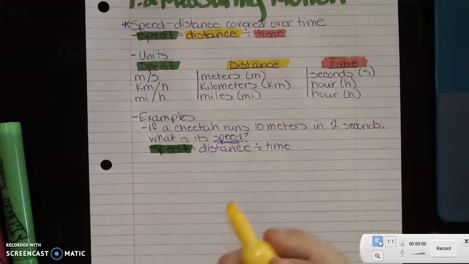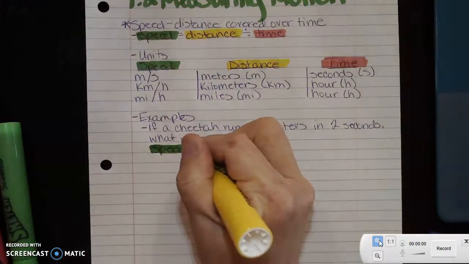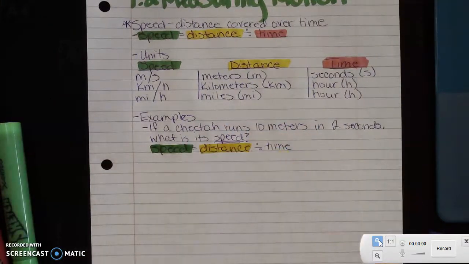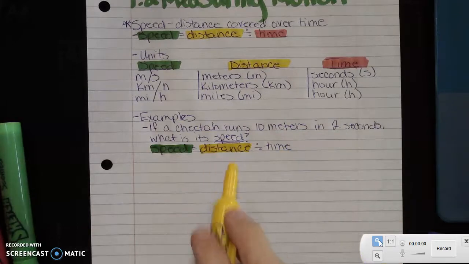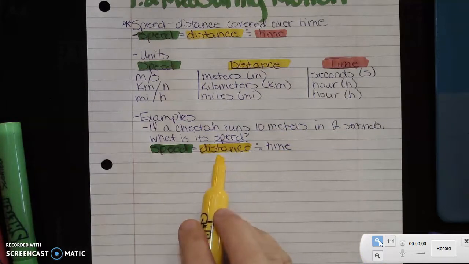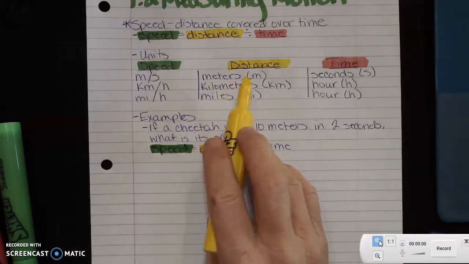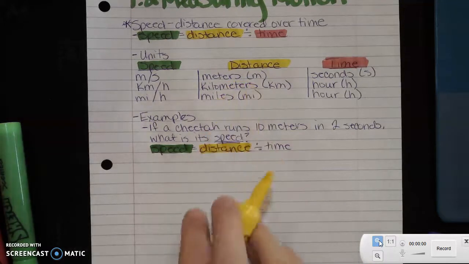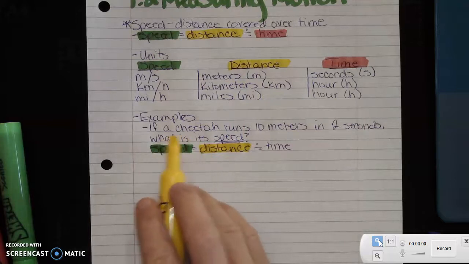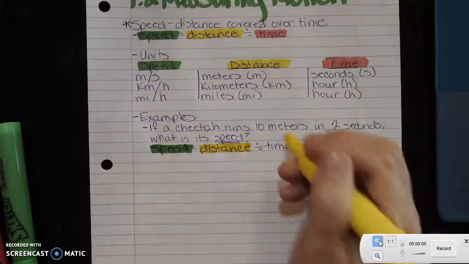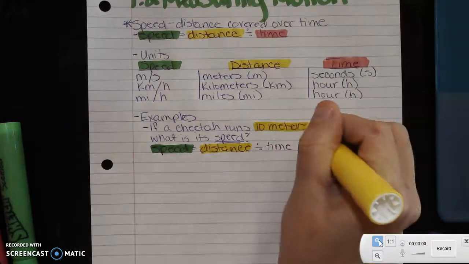The next thing it wants is a distance unit or a distance measurement. So let me look in the problem and find the distance data. I know distance might be meters, kilometers, or miles. The cheetah runs 10 meters. Up here's our distance.